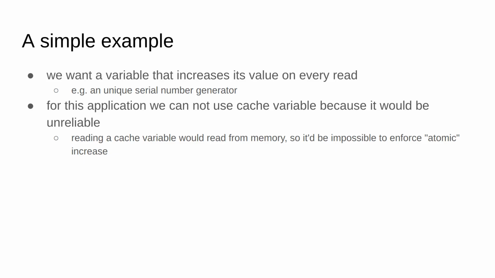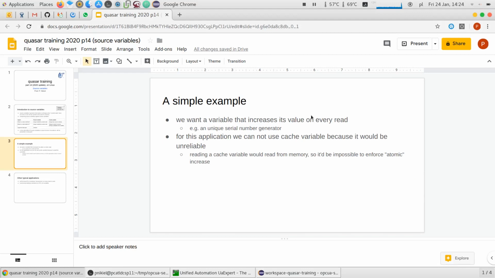And as you probably already understood, for this application we cannot use cache variables, because this would be unreliable. The first question would be, when do you increment? You would have to synchronize incrementing with reading by clients, and this all stops really having any sense. So this is a prime example where having a source variable shines, to be more correct.